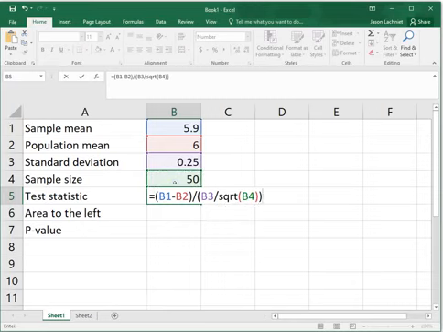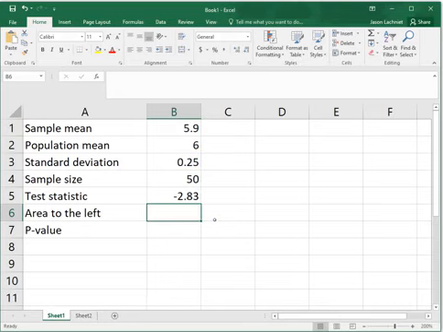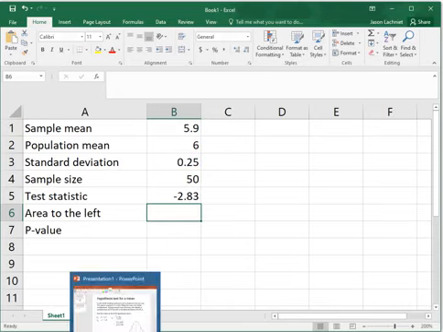The advantage to doing it this way over typing it into a scientific calculator is now I could use this same worksheet on multiple problems by just changing the mean and the standard deviation and the sample size and so forth. But what I've got as a formula is equals B1 minus B2 divided by B3 over the square root of B4, and important to note that we've got a group of parentheses around the numerator and a group of parentheses around the whole denominator. And so we get that z-score of minus 2.83.